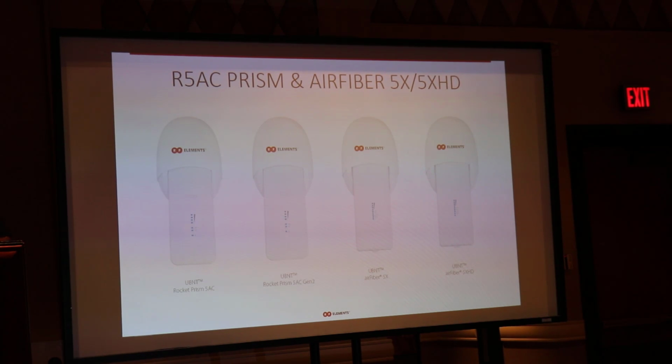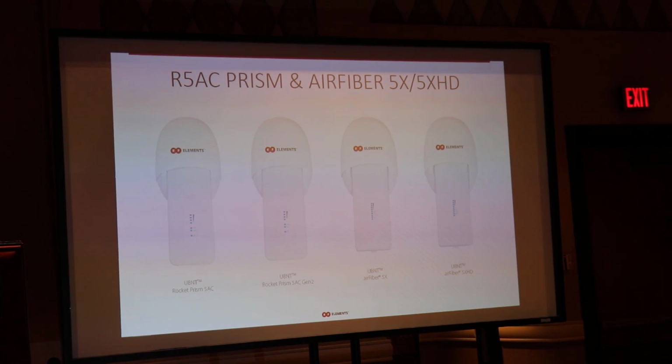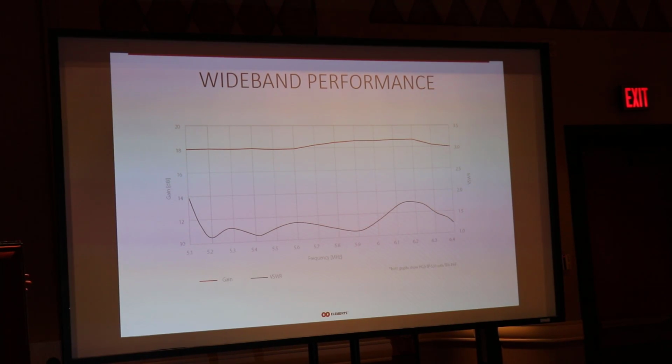TWISTPORT adapter for airFiber and Prism. This is a new product that's already available. It allows you to use either the Prism radio or the airFiber radio with one adapter. So you're able to have basically four: Gen 1 and Gen 2 Prism, and then airFiber 5X and the HD. All four of those radios are perfectly compatible, and it really gives you the ability to migrate and grow. You start with Prism, then you might want to go to LTU. This one adapter will allow you to do that without having to change it.